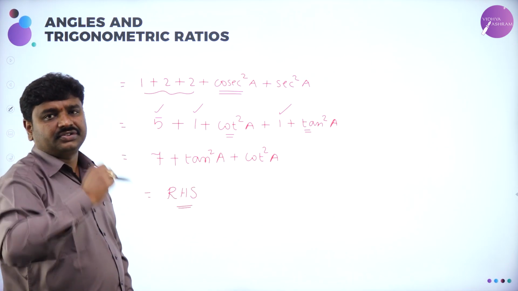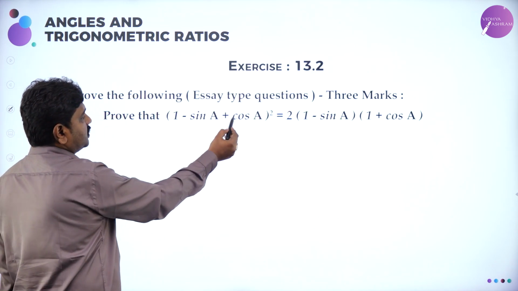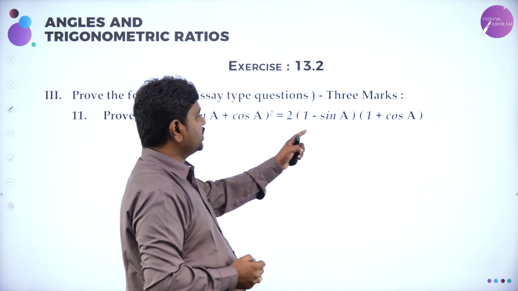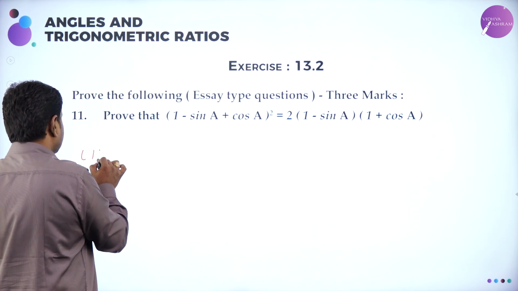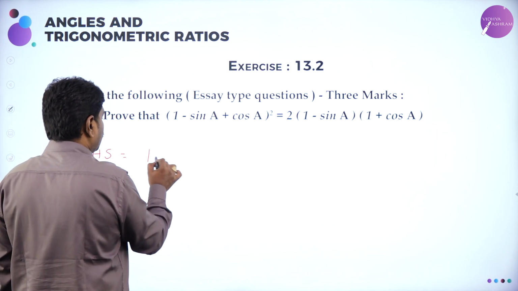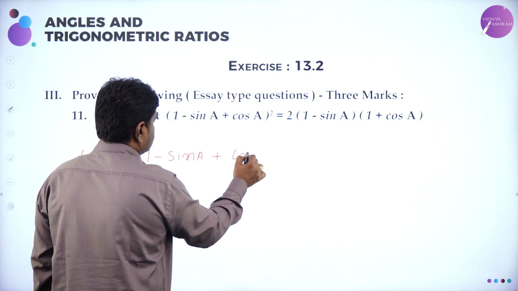I hope all of you got this. Now prove that 1 minus sin A plus cos A the whole square equals 2 into 1 minus sin A into 1 plus cos A. So we'll take LHS as usual, which is equal to what? 1 minus sin A plus cos A the whole square.